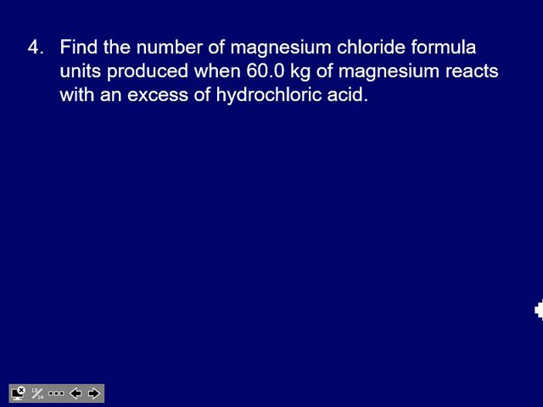Find the number of magnesium chloride formula units produced when 60 kilograms of magnesium reacts with an excess of hydrochloric acid. So, what are my reactants here? What are the reactants? Magnesium and hydrochloric acid, Mg plus, oh, the dreaded hydrochloric acid.